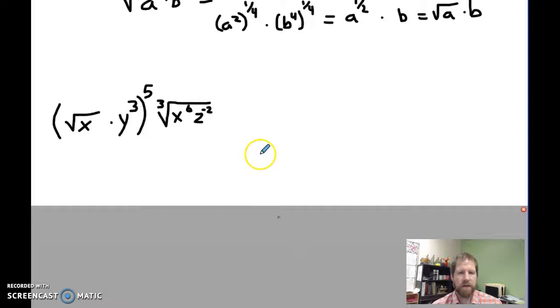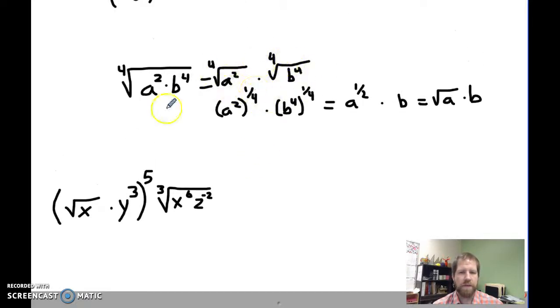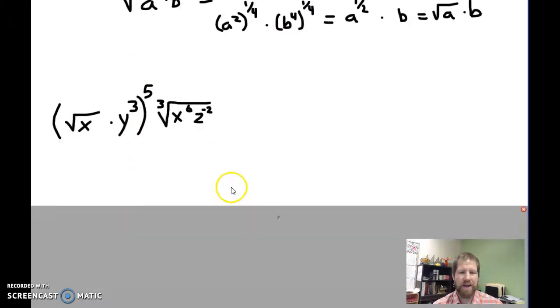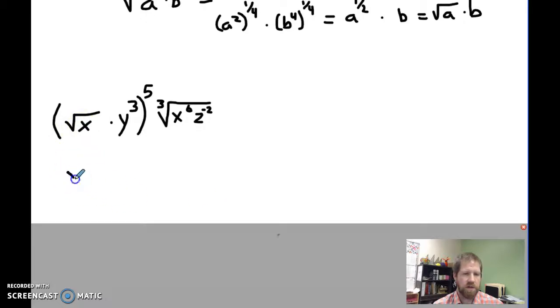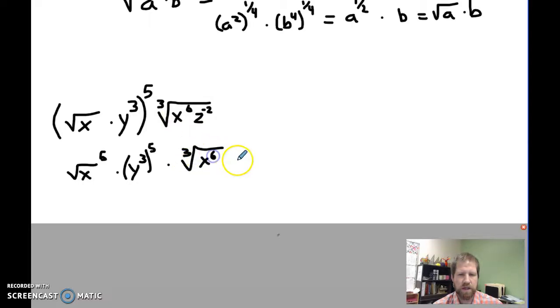Now, again, you want to remember, if it's multiplication or division, you can break it up into little pieces. And that always helps. So here I've got the square root of x to the 5th, times the square root of y to the 3rd, to the 5th. And over here, I'm multiplying that by the cube root of x to the 6, times the cube root of z to the negative 2.